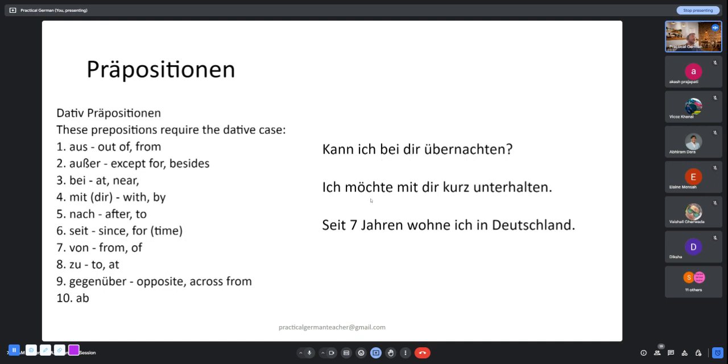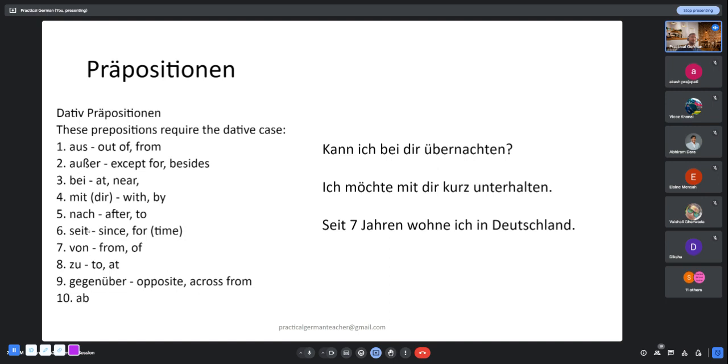Then let's look at the preposition mit. So mit means with. So, ich möchte mit dir kurz unterhalten. Unterhalten means to interact or to talk to. After mit, you have dir again, because if you wanted to say I want to talk to her, you would have said mit ihr. If you wanted to say I would like to talk with him, then you would have said mit ihm. Whatever you have after mit will be in dative case.